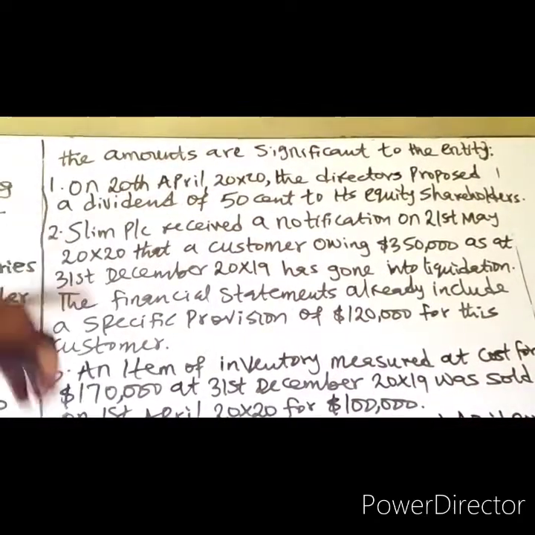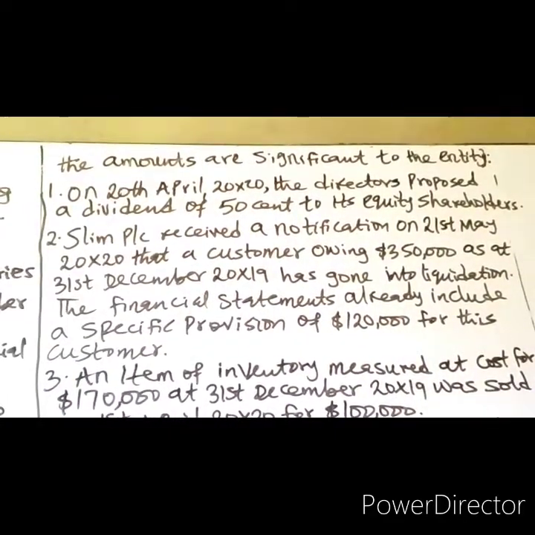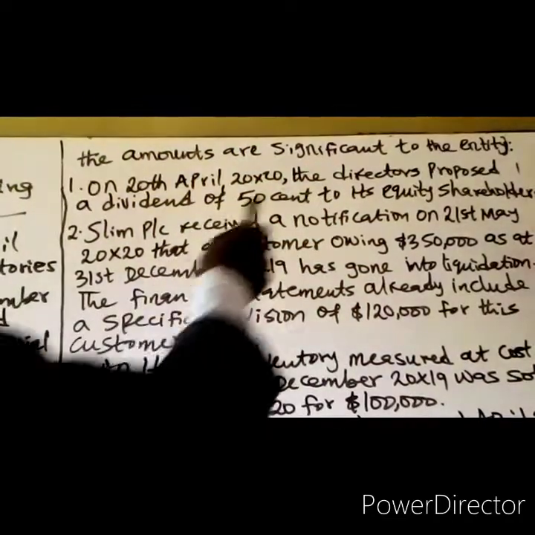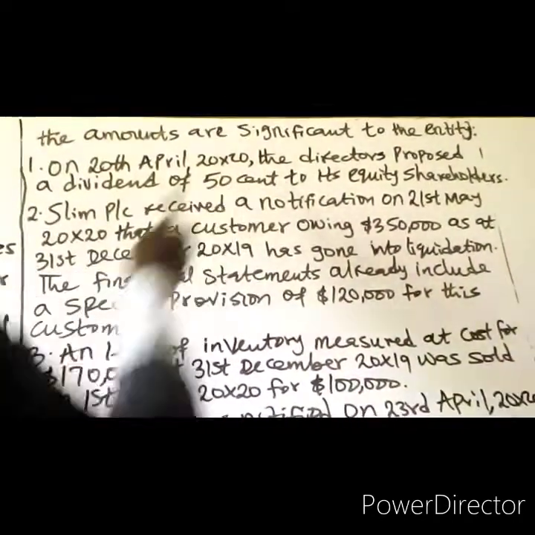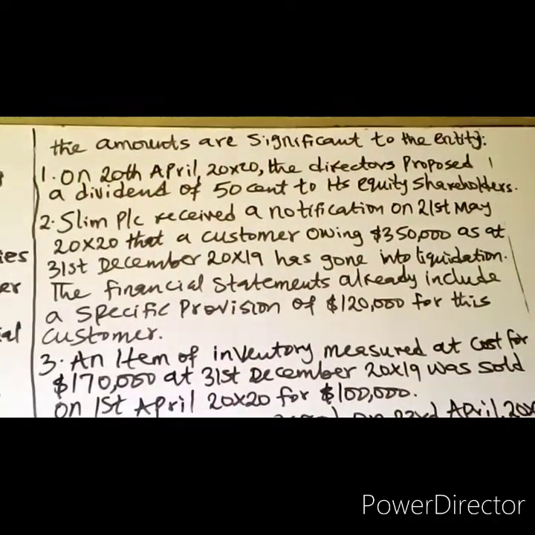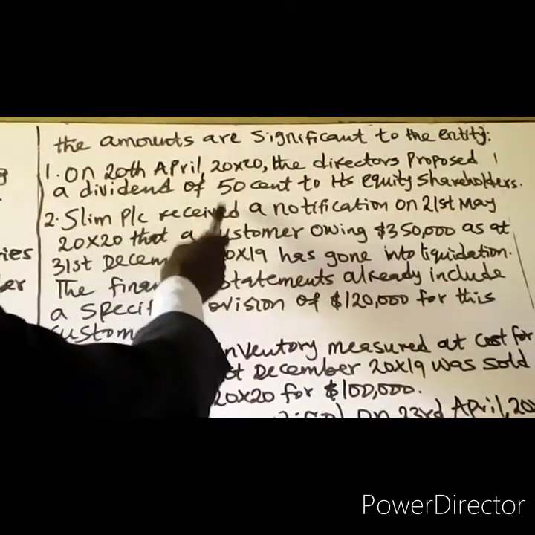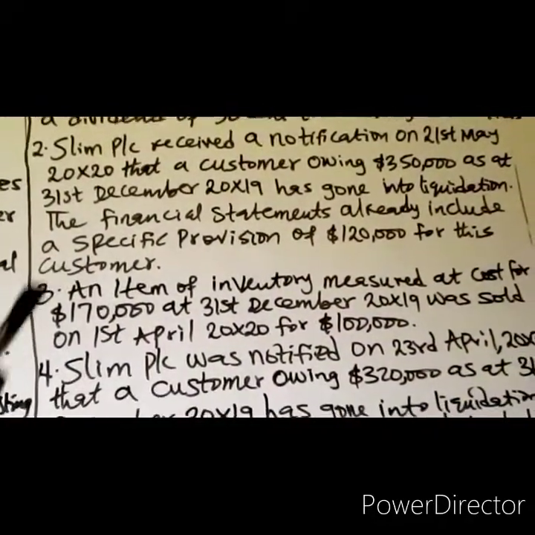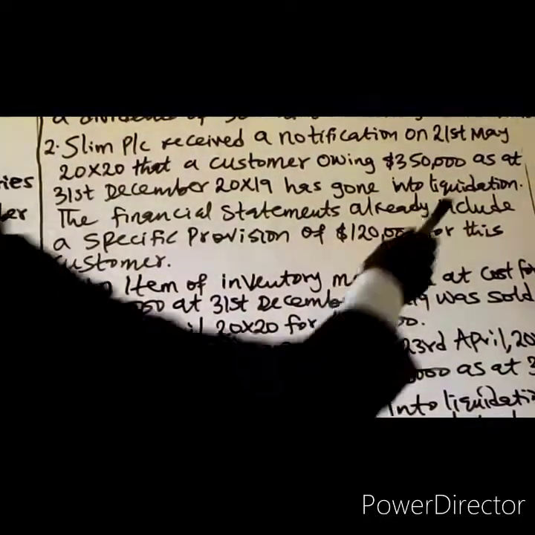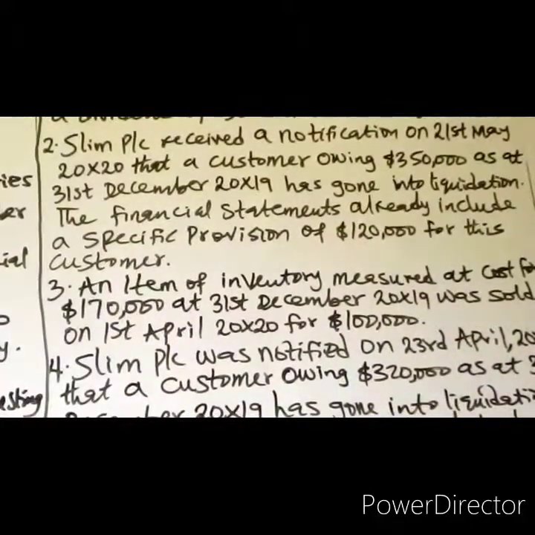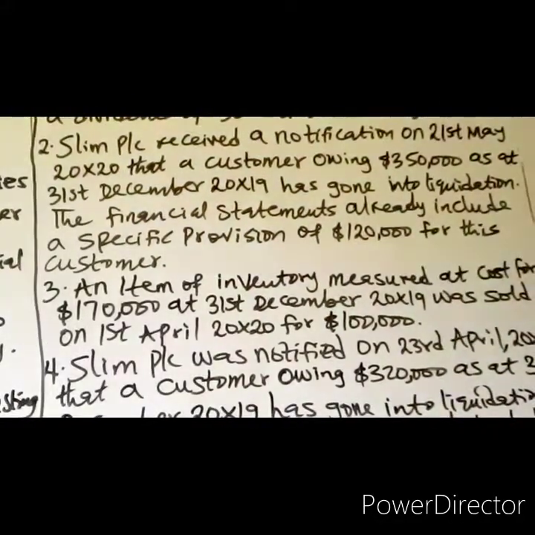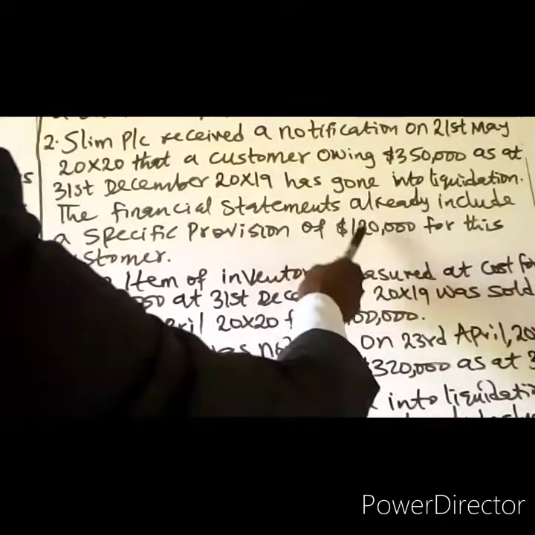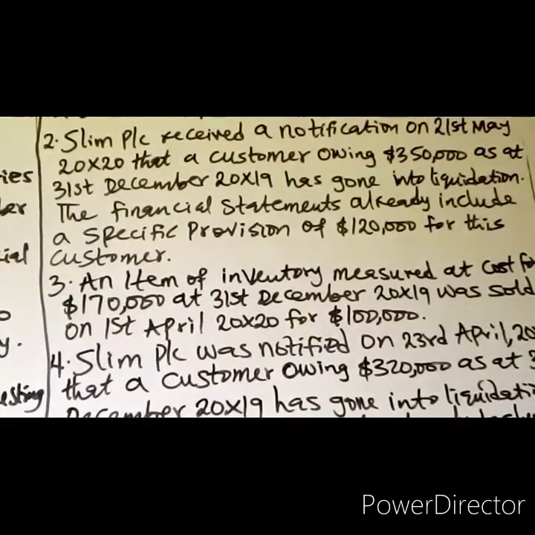Assume all the amounts are significant to the entity. 1. On 20th April 2020, the directors proposed a dividend of 50 cents to its equity shareholders. 2. Slim PSC received a notification on 21st May 2020 that a customer owing $350,000 as at 31st December 2019 has gone into liquidation. The financial statements already include a specific provision of $120,000 for this customer.